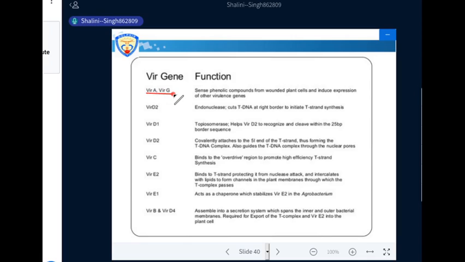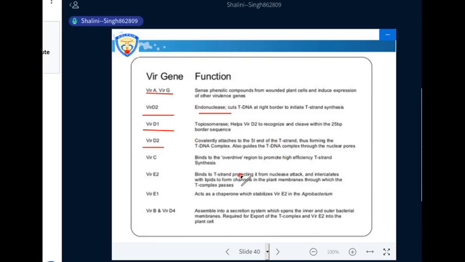First are VirA and VirG. These sense phenolic compounds from wounded plant cells and induce expression of other virulence genes. VirD2 has endonuclease function and it cuts T-DNA at the right border to initiate T-strand synthesis. VirD1 has topoisomerase activity. It helps VirD2 to recognize and cleave within the 25 base pair border sequence.